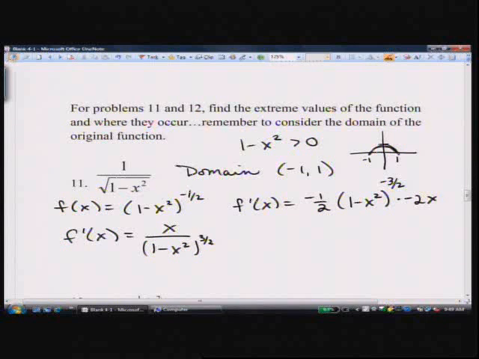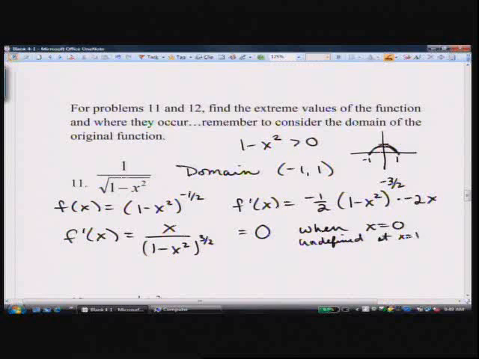Now, when x is 1 or negative 1, you have trouble with this, but that's not in the domain, so you're good there. We have to figure out when does this equal 0? When does it equal 0? Yeah. All right, and then it's undefined at x equals plus or minus 1, but those are not in the domain. So we only have one number to look at, right?